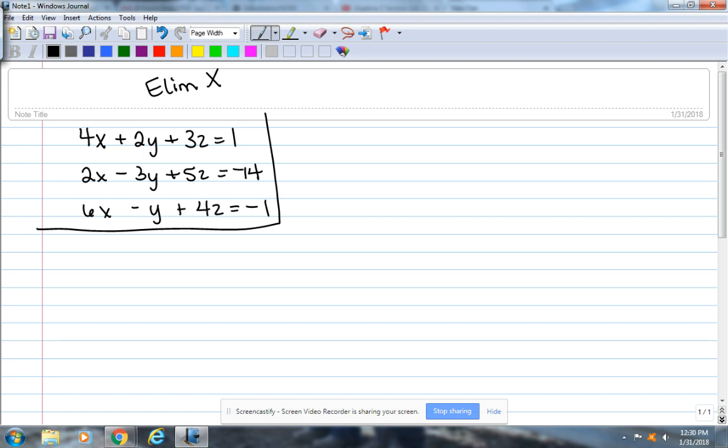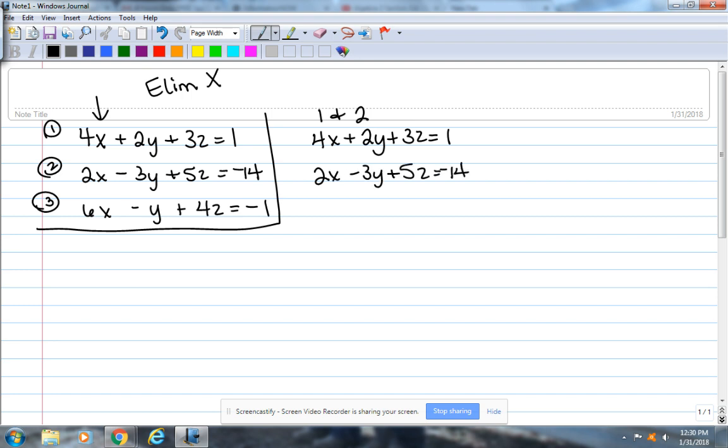So first of all, this is equation 1. This is my second equation. This is my third. If I want to eliminate my x's, I'm going to rewrite them twice. I picked two that I want to eliminate to start with. First I'm going to use equation number 1 and equation number 2. So that is 4x plus 2y plus 3z equals 1, and 2x minus 3y plus 5z equals negative 14.